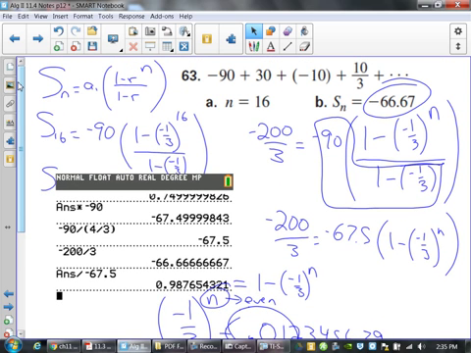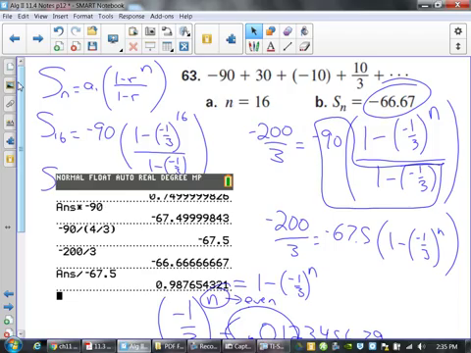what's negative 90 plus 30? What's negative 60 minus 10? What's negative 70 plus 3 1/3? Negative 66. Right there. Oh, that's cute. Would we put this to show our work if you saw it? No. You wouldn't? If you saw it, by all means, go for it.